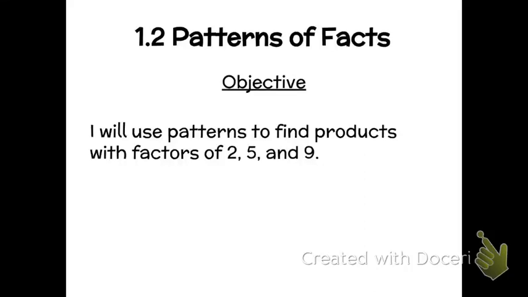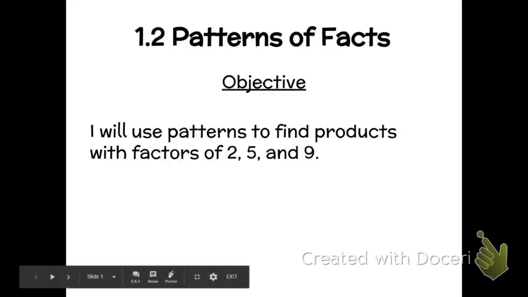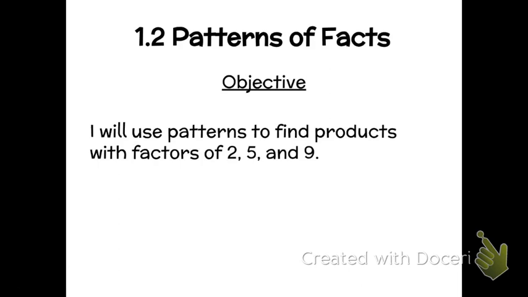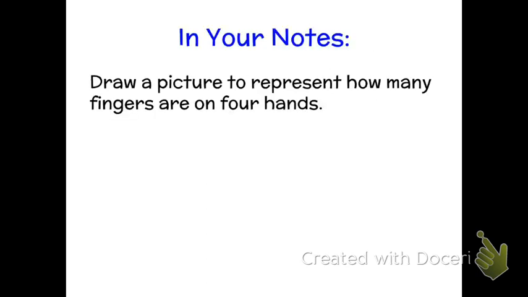Today's lesson is topic 1.2, Patterns of Facts. The objective for today is that you will be able to use patterns to find products with factors of 2, 5, and 9. Today's notes will have a lot of vocabulary and examples that you will need to write down. Please make sure that you have included the title in your notes.